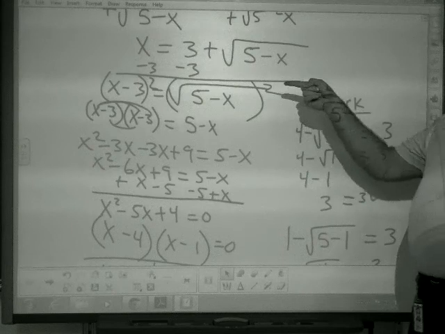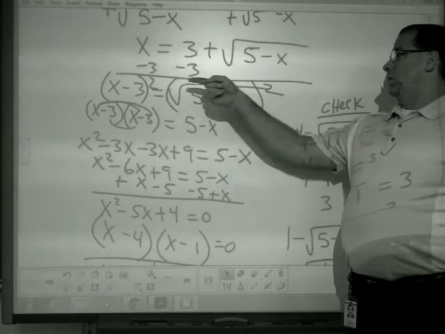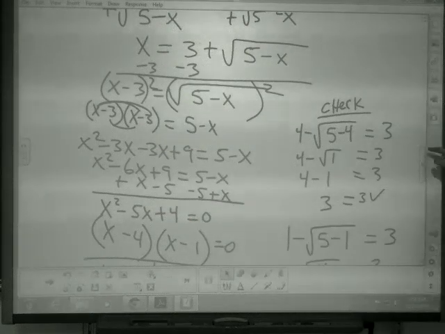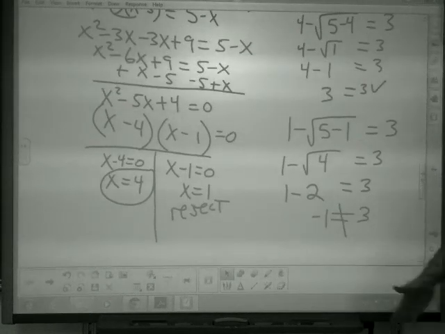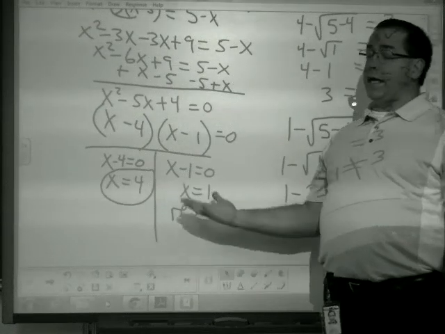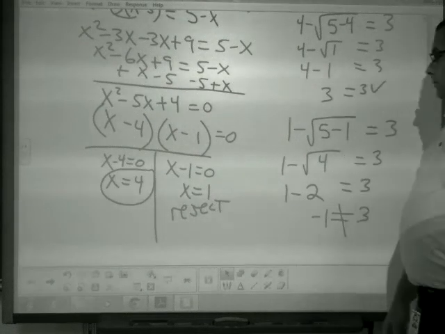Once you have it isolated, you get to square both sides. Once you square both sides, you have to solve what is left for x. And then you have to check. Even if there's only one answer, you still have to check it, because maybe the only answer that you have still doesn't work.